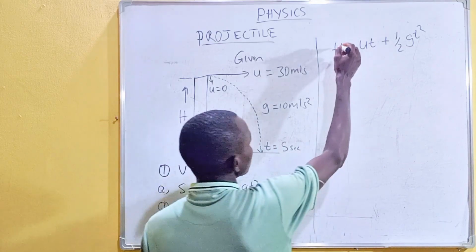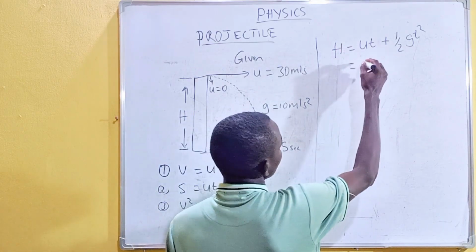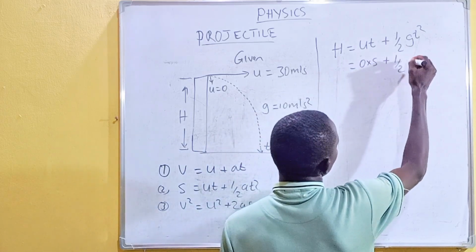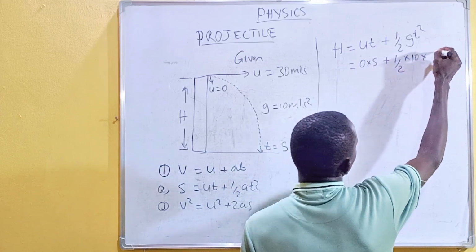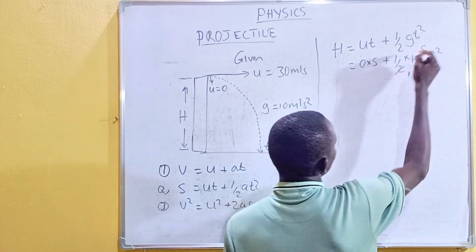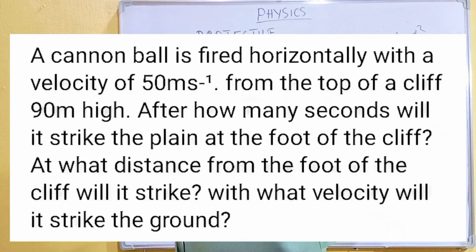If we impute the value, it will now be u, which is 0, times 5 plus 1 all over 2 times 10 times 5 squared. 2 here we have 1, 2 here we have 5. So our height will now be 5 times 5 squared, which is equal to 5 times 25. Our height will now be equal to 125 meters. This is the answer to this question.